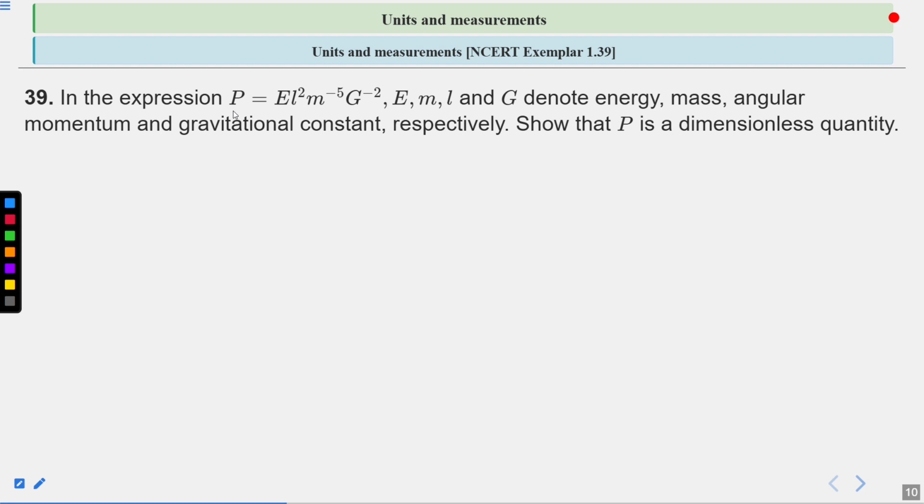In the expression P is equal to E L square m raised to the power minus 5 G raised to the power minus 2, E, m, L and G denote energy, mass, angular momentum and gravitational constant respectively. Show that P is a dimensionless quantity. So here you have to prove that P is dimensionless, or show that. Think about it.